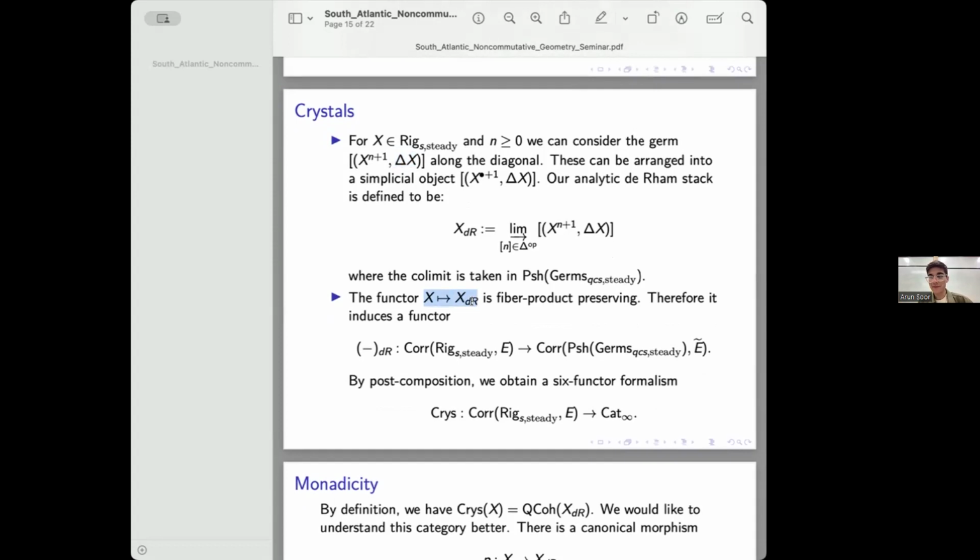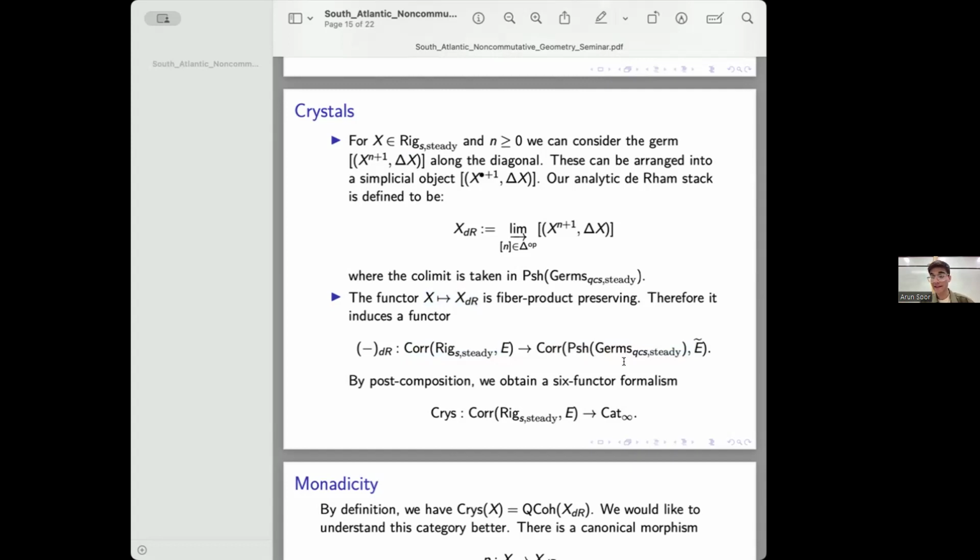So this kind of fiber product preserving functor induces a functor between the respective categories of correspondences. So I get a functor like this, which just sends the object X to the object X to Rom. And then I can compose this with the six-functor formalism that I had and obtain the six-functor formalism, whatever, to Cat infinity.